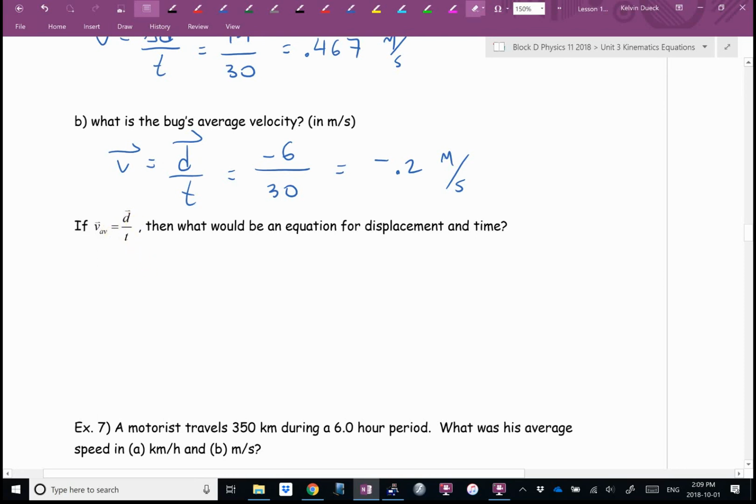How many different variables are there in that equation? How many different equations is that actually then? Now you can memorize all 3, or I can teach you how you can derive each one of them from this single equation. We're going to do that. How would I get the d by itself if I wanted to get an equation for displacement? Well, let's write down the original equation here.